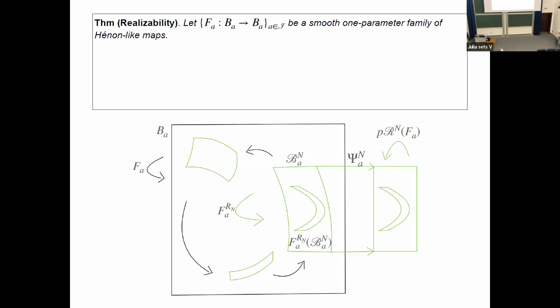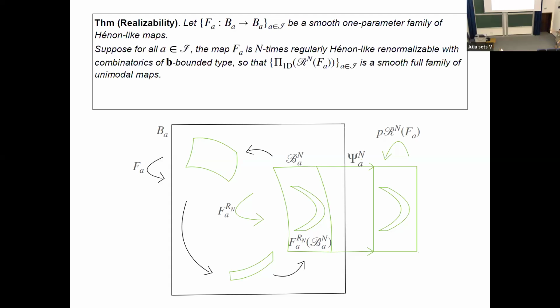Let's say that all these maps are n times renormalizable, where the capital N was given in the previous slide. So all of these are regularly Hénon-like renormalizable up to some sufficient depth, capital N. And moreover, in this depth, if you take the 1D cross-section, the 1D profile, then you get a full family. What that means is basically you have this kind of picture.